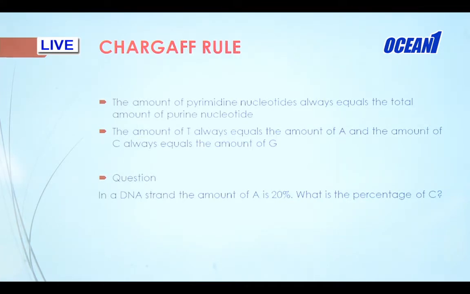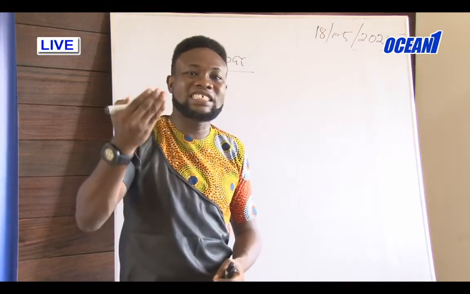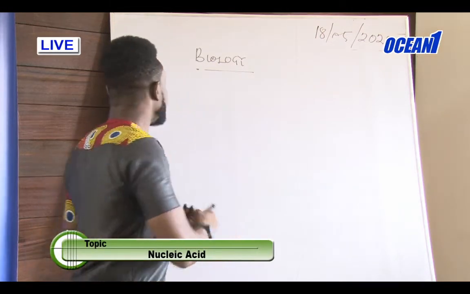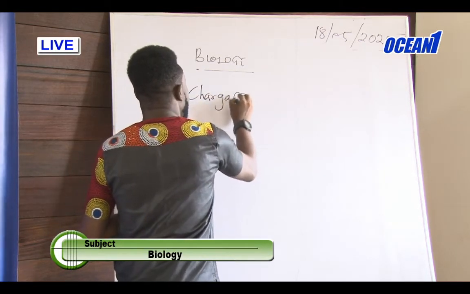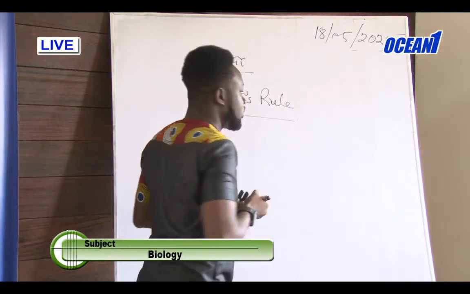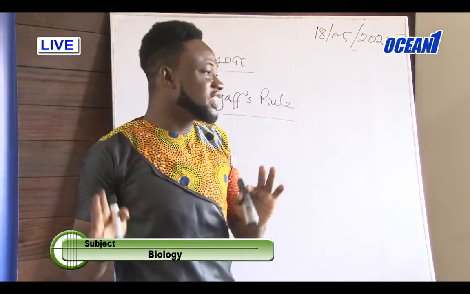Now, Chargaff, that is his full name. And Chargaff proposed a law based on the base pair rule. The law that Chargaff proposed is called Chargaff's rule. Now over here we will be doing a bit of calculation. So it's called the Chargaff rule.